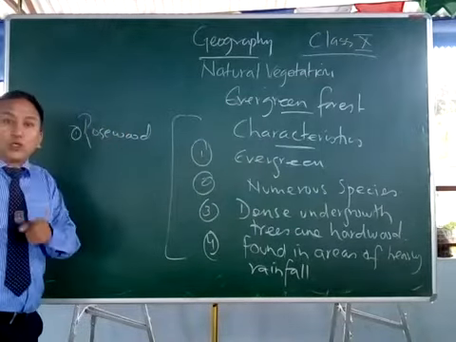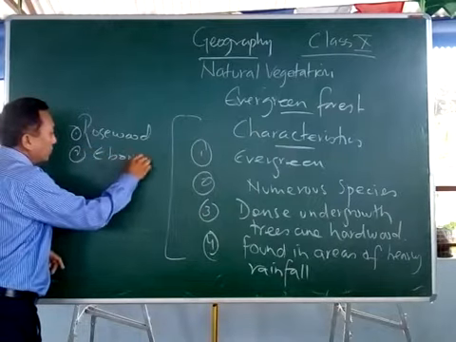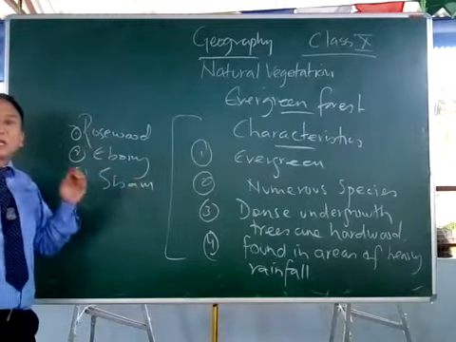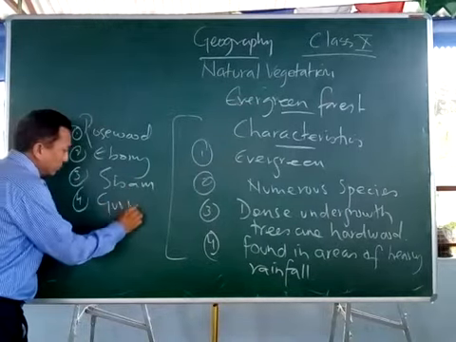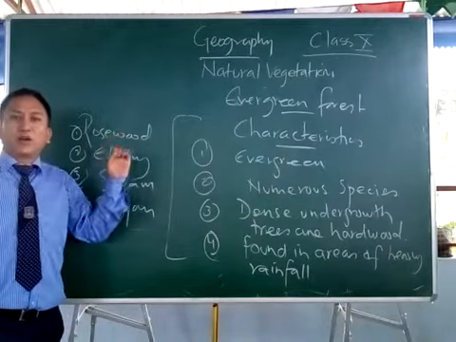Number one, we have rosewood. Then we have ebony. Then we have sisam. See, these are the type of trees that we have. Then we have gurjan. You can see the rosewoods are basically used for, why?